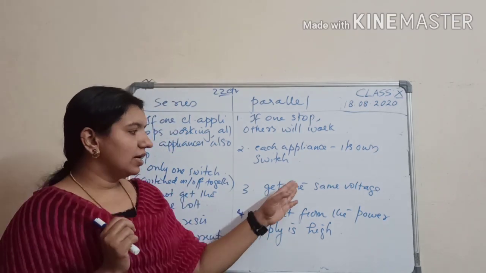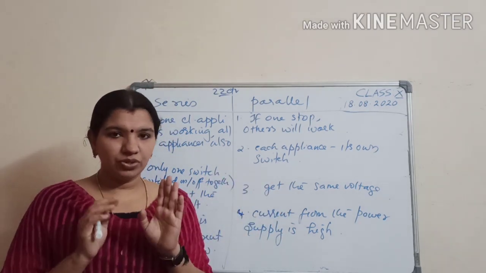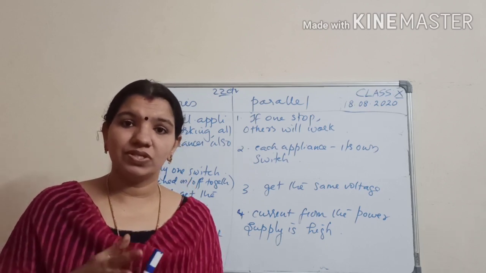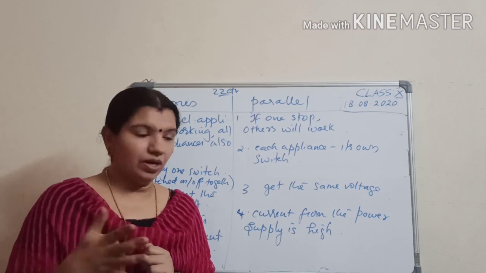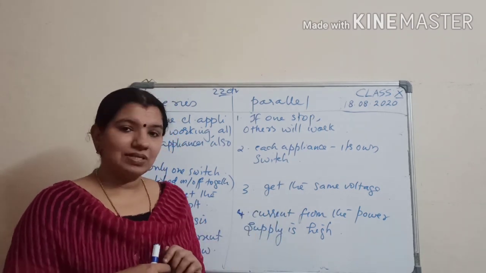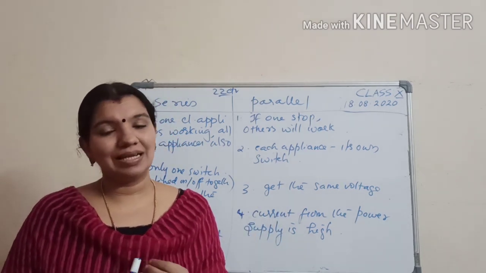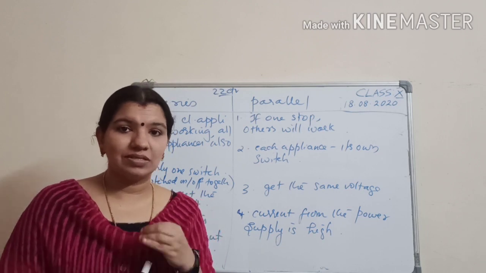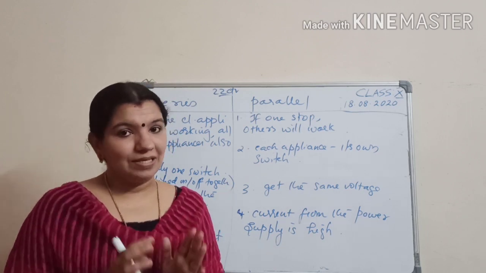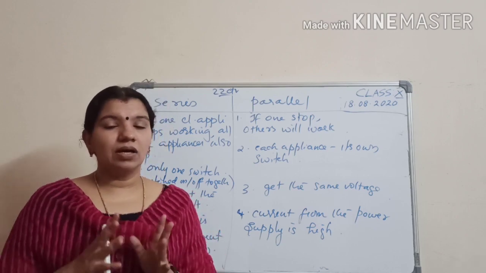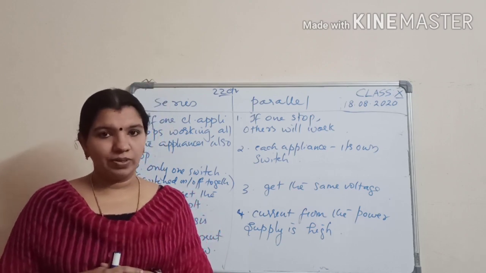And in parallel combination, you will get the same amount of voltage, which is 220 volt, to all the appliances. It is given equally, and the current from the power supply is high. Why? Because the resistance is very low. The overall resistance is very low in the case of a parallel combination. Understand? So these are the points regarding the advantages of parallel combination.